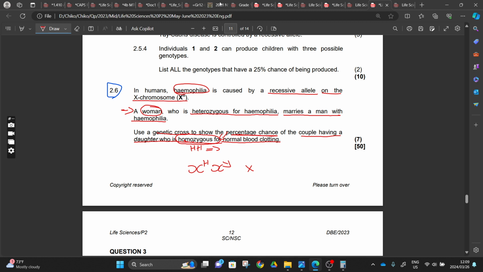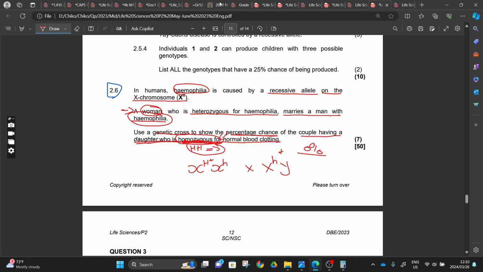Now here we're given information about a woman. We're going to write a woman like this. By this time in 2023 mid-year, they understood that whether you have a male or female on this side or that side, it's not going to affect you. Small letter h. And then here we'll have X and Y, and they said he marries a male with hemophilia, because it's caused by a recessive. We are going to say like this. The moment we do this, we see the chances for this homozygous daughter: there's no way. We'd need capital letter H here for this to be homozygous, so chances are 0% here.